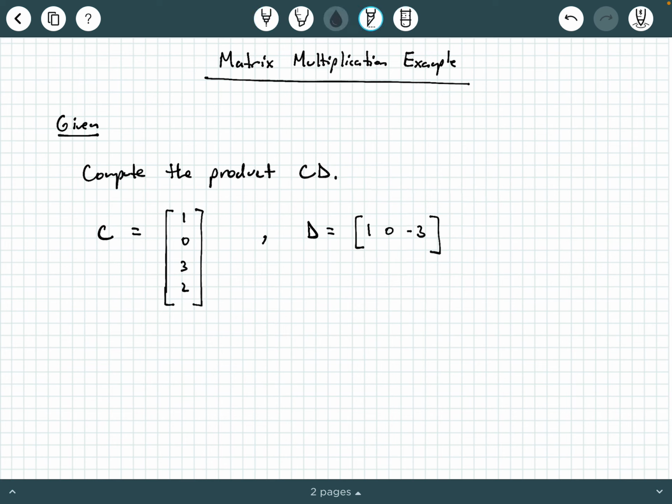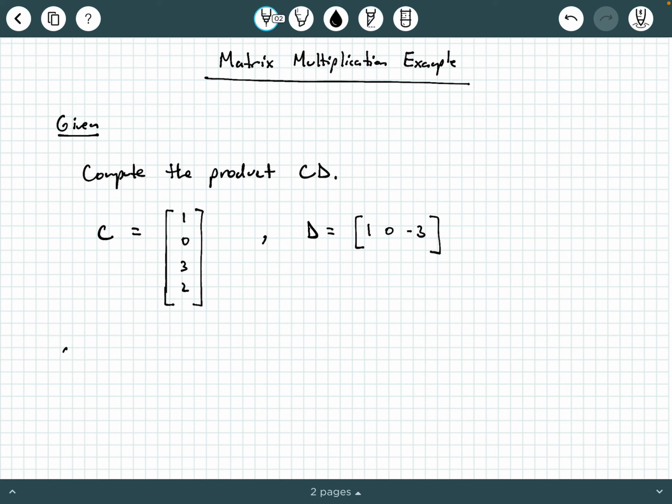We are given the following. We're being asked to compute the product C times D, and we're given two matrices. We're given a matrix C, which is what we call a column matrix, sometimes a column vector, which has 4 rows, 1, 2, 3, 4, and 1 column. And then we're given what we would call a row matrix, or sometimes called a row vector, that has 1 row and 3 columns, 1, 2, 3.